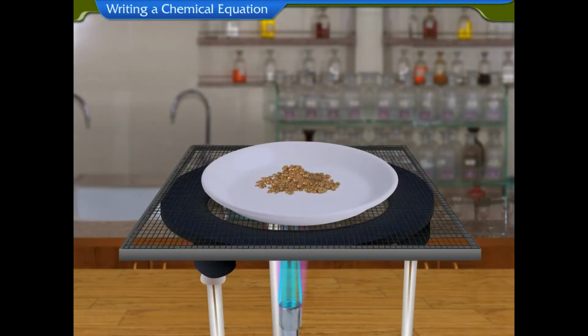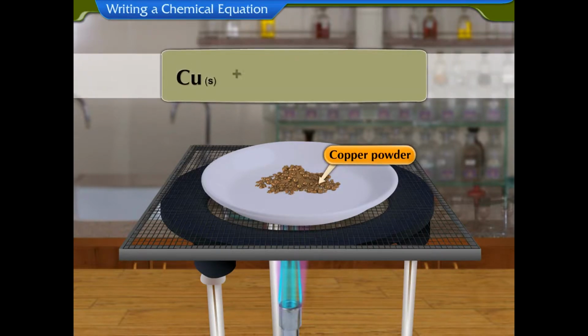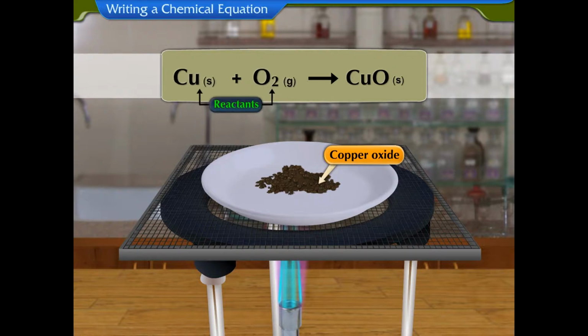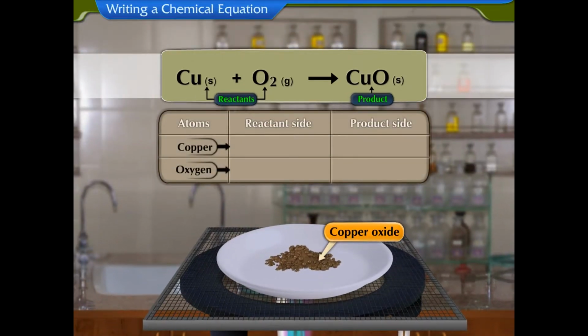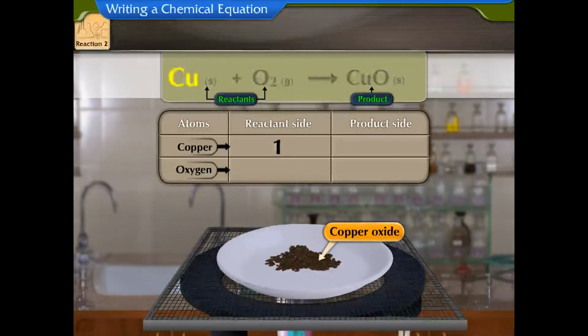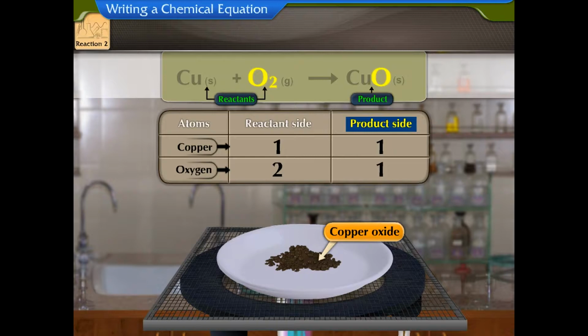Now, let us again consider the chemical equation of heating copper. Cu plus O2 gives CuO. Count the number of atoms of each element on both the reactant side and the product side. Enter these values in the table. There is one copper atom each on the reactant side and the product side. But there are 2 oxygen atoms on the reactant side and only 1 on the product side.